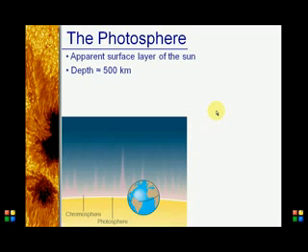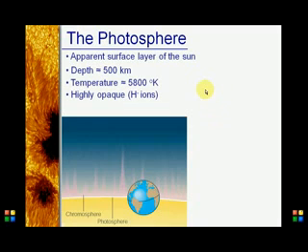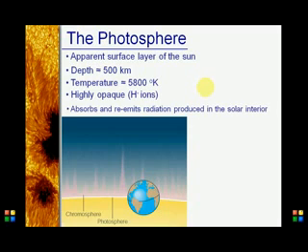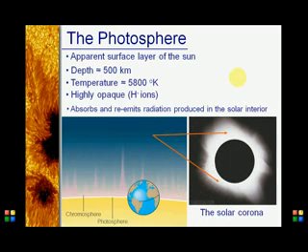Okay, first of all, we will study the photosphere, which is the apparent layer of the Sun. Its depth is 500 kilometers and its temperature is 5800 kelvins, and it's highly opaque, formed by hydrogen ions. It absorbs and re-emits radiation produced in the solar interior. Okay, this is the solar corona. It's around the Sun, and we can see it clearly during solar eclipses.